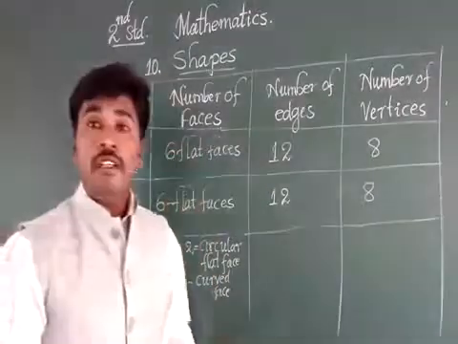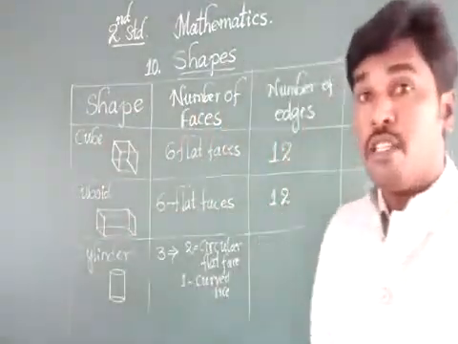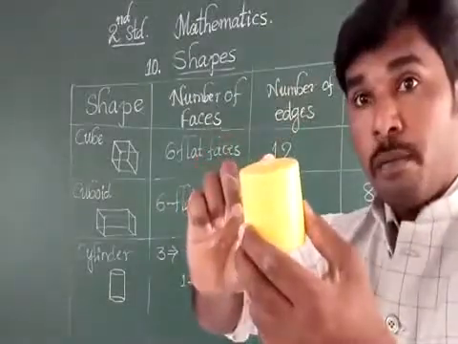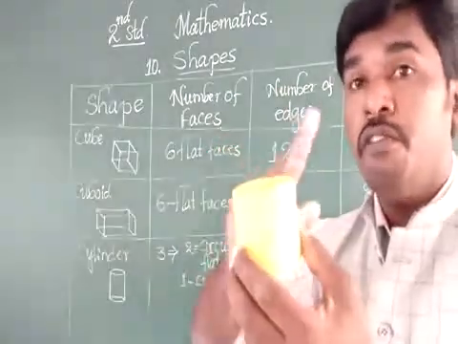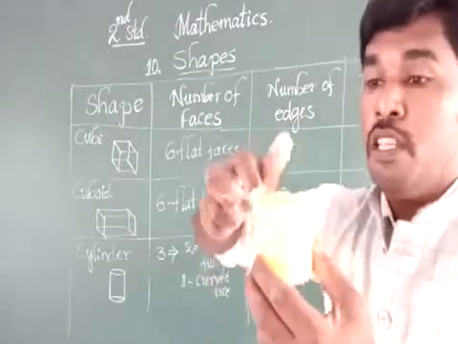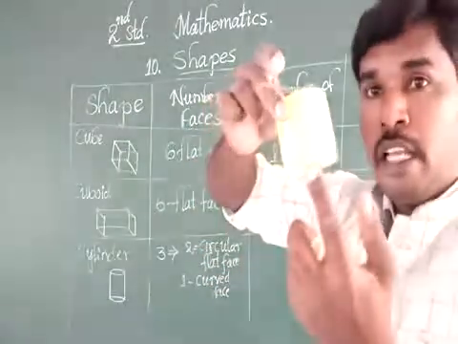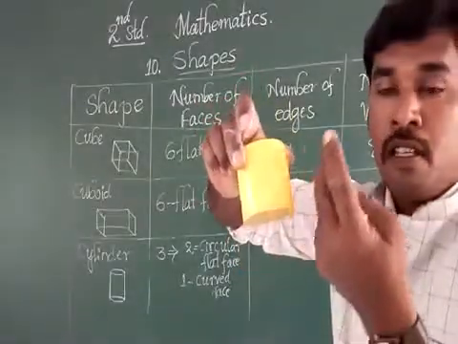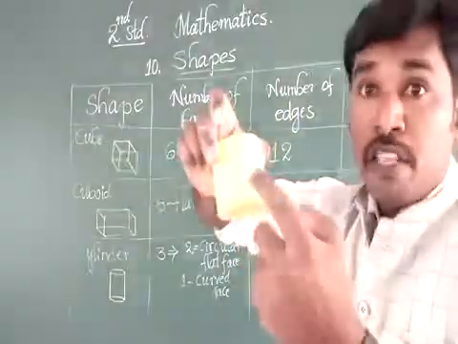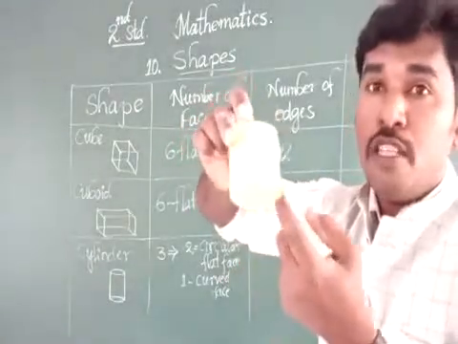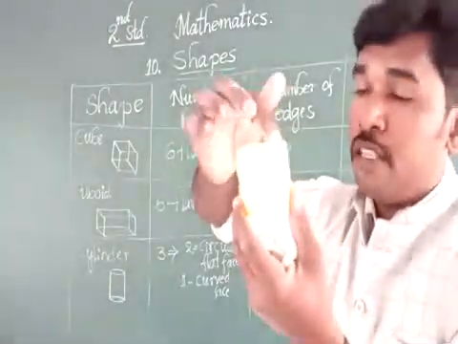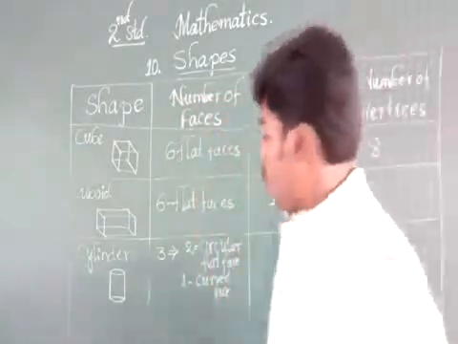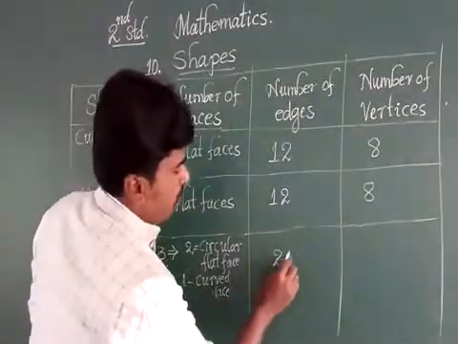Now come to the edges. Dear students, how many edges does it have? You count it. Edges are the lines where two faces meet. This is one edge and this is another edge. Here is one face and this is another face. This is the line where two faces meet. There are only 2 edges, 2 curved edges.